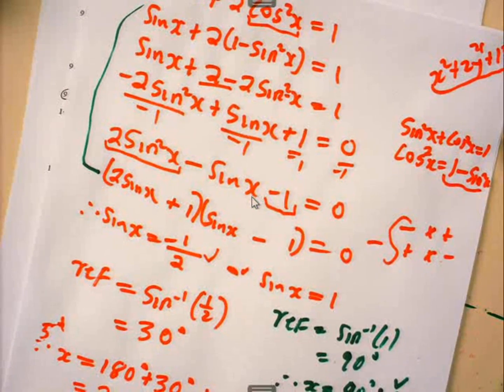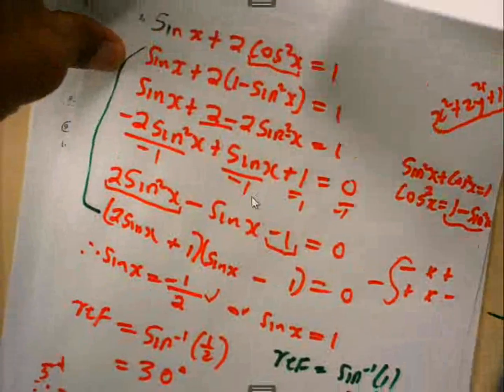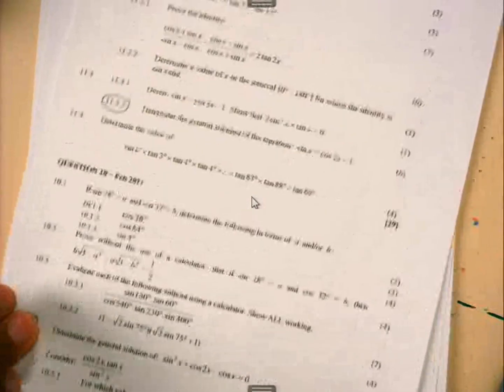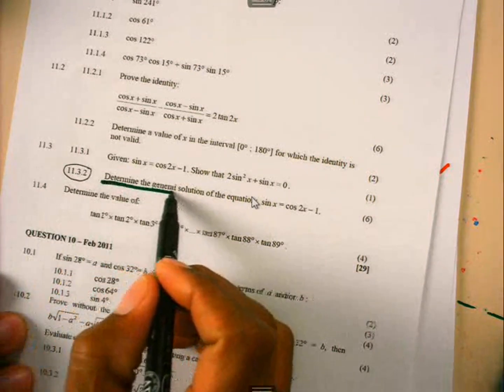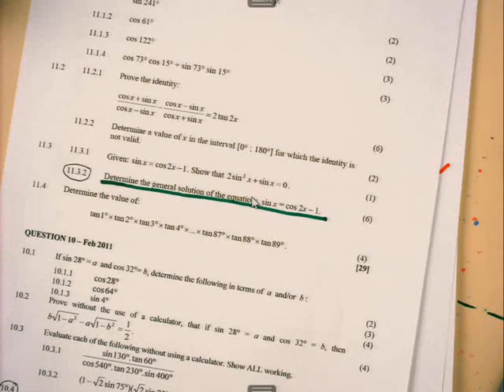Now let us try to change to see what. Now we have applied the square identity on this one, right? Now let us see what will happen when we apply the double angle. Okay, right, we have February 2012. Now we have this question here. It says, determine the general solutions of the equation sine x is equal to cos 2x minus 1.